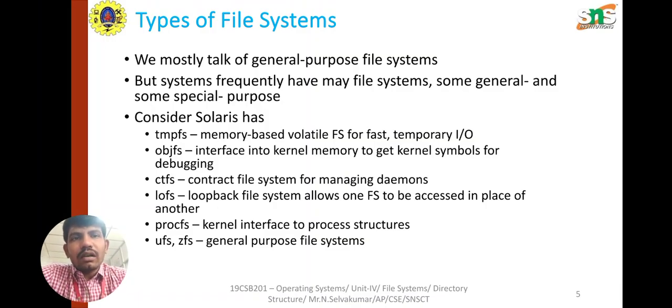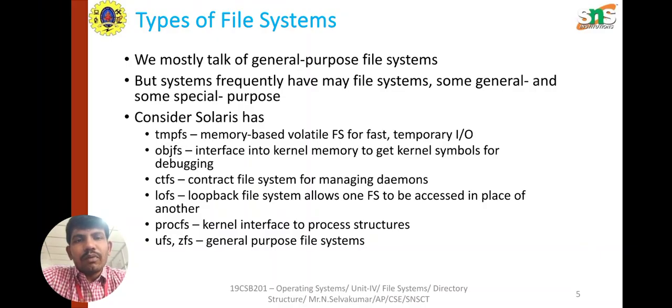We mostly talk about general purpose file systems, but systems frequently have many file systems, some general and some special purpose. Consider Solaris. It has tmpfs, a memory based volatile fast temporary input output file system. objfs is an interface into kernel memory to get kernel symbols for debugging. CTFS is the contract file system for managing daemons.